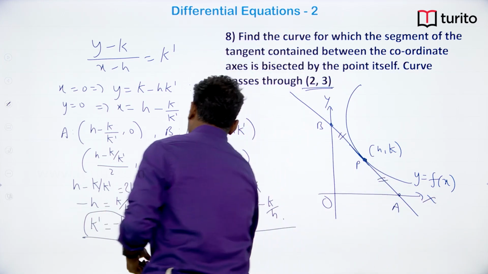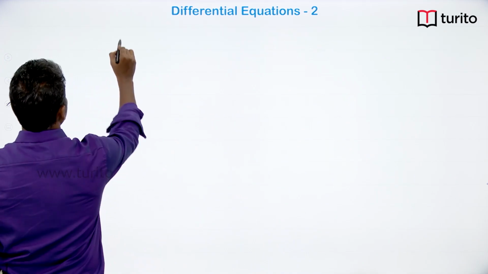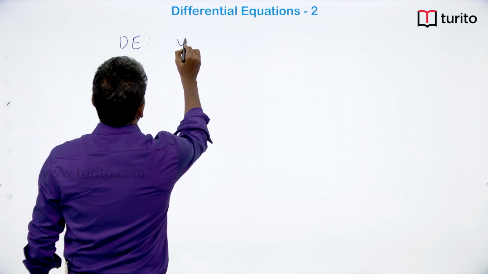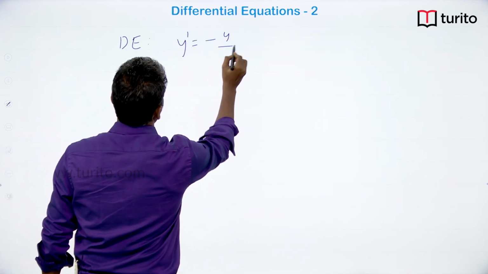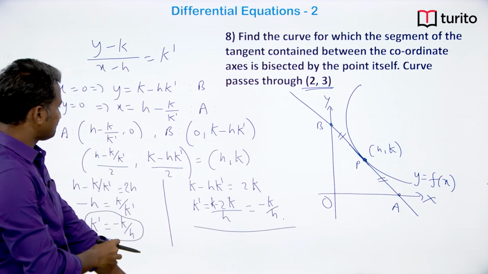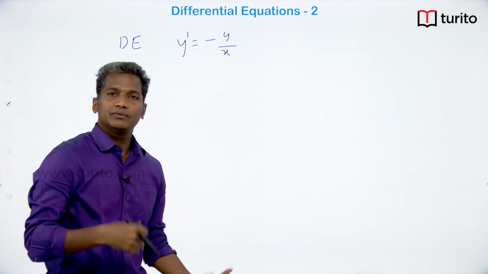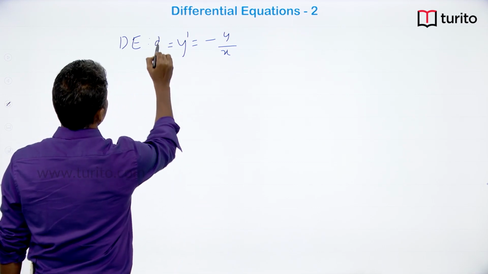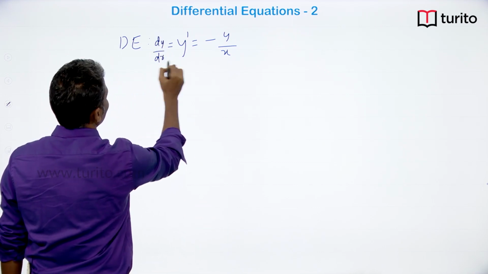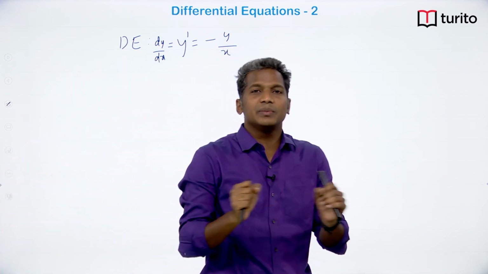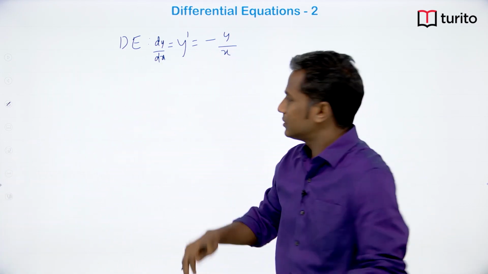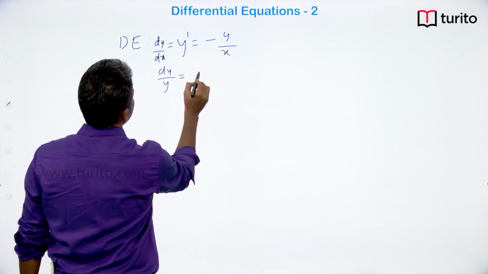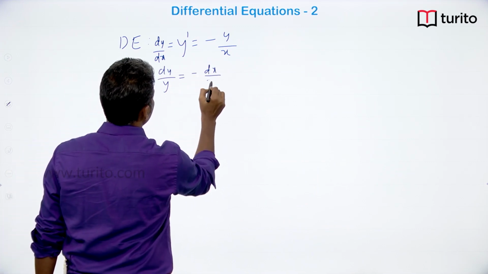Okay? So we will write our differential equation as y dash equal to minus y by x, right? Now apply the variable-separable method, because y dash can be written as dy by dx, and luckily here x and y terms can be separated. So we can write dy by y is equal to minus dx by x.